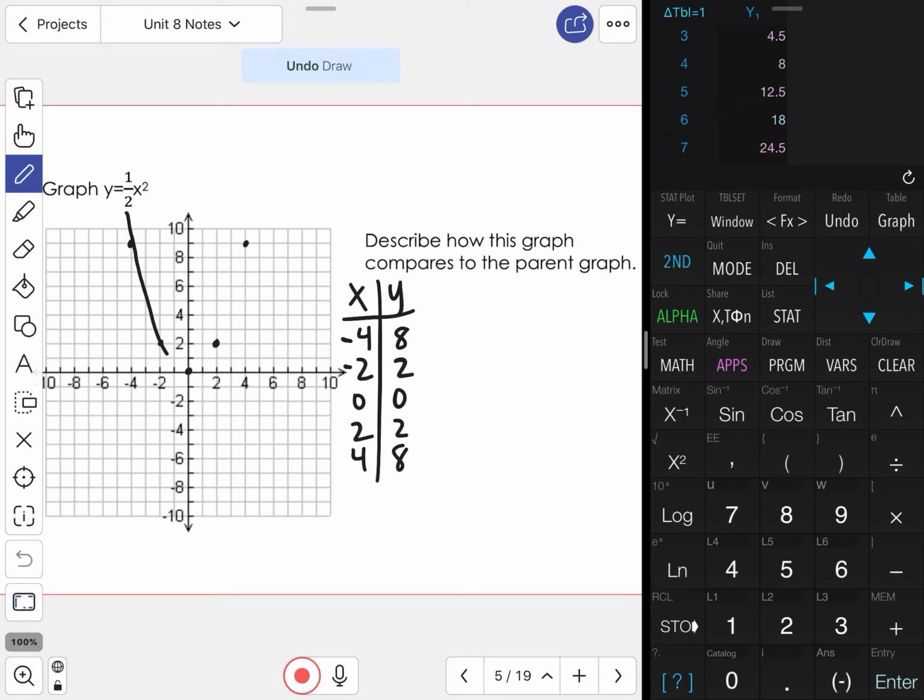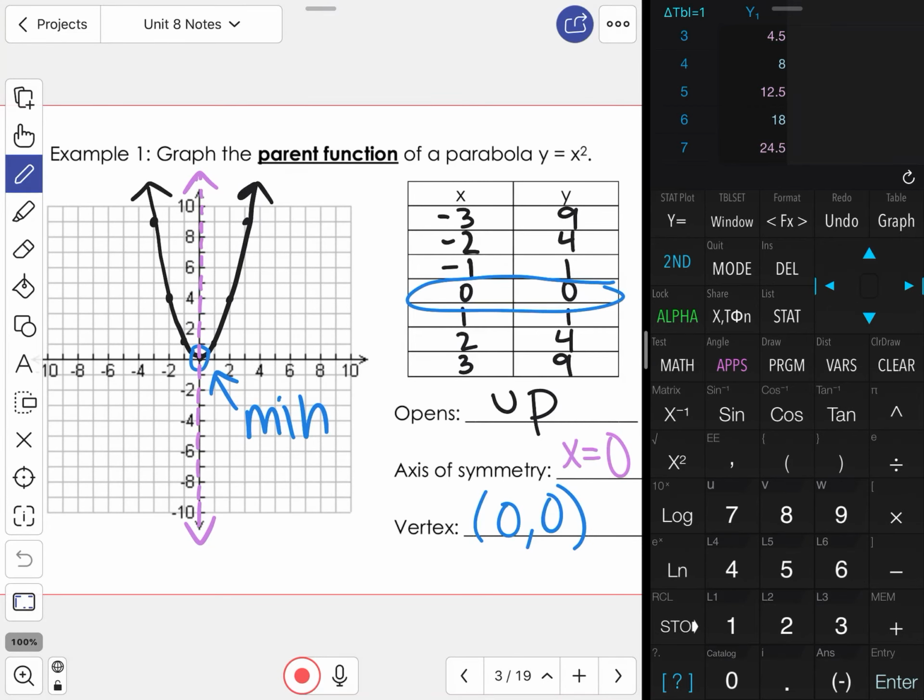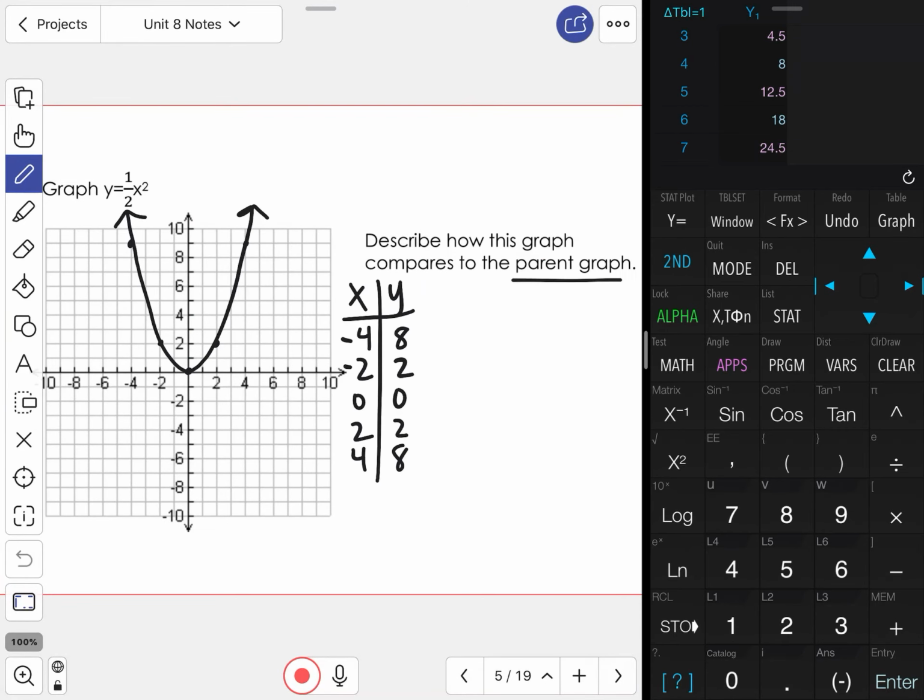So once you get all of those graphed, connect your dots, and we want to compare to the parent function. So let's look back at the very original graph that we graphed, which was this one. So originally we had -3, 9, -2, 4. It looks like our graph got wider. It still opens up, but our graph got wider. So it looks like since we had that change of now a 1/2, that 1/2 in front made our graph get wider.